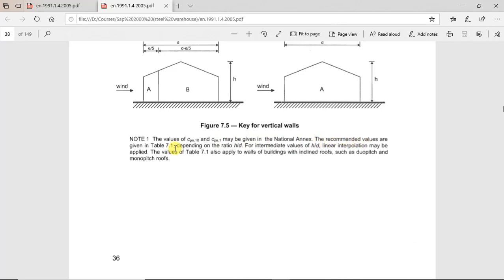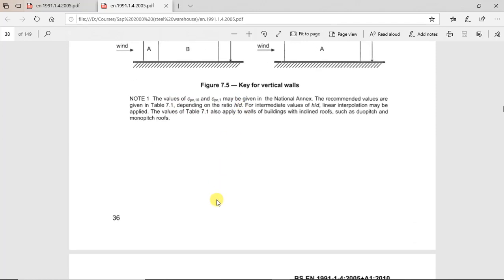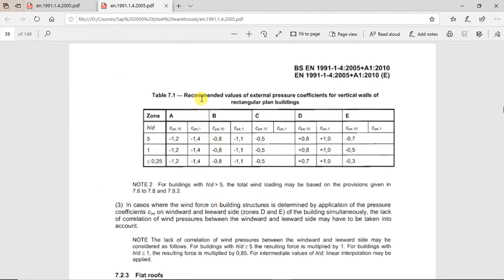The recommended values are given in table 7.1, depending on the ratio H divided by D. This table is the recommended values of external pressure coefficients for vertical walls of rectangular plan buildings. So zone A, B, C, D, E, H divided by D, 5, 1, or 0.25. So A, CPE10 minus 1.2, or CPE1 minus 1.4. For B, minus 0.8, C, minus 0.5. You can choose. It depends on this ratio.